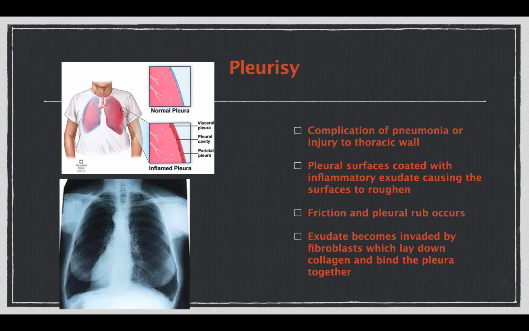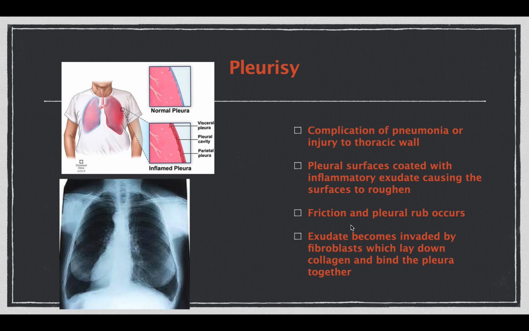Pleurisy is the inflammation of the pleura, and it's a complication of pneumonia, most commonly, or sometimes an injury to the thoracic wall. The pleural surfaces are usually coated with an inflammatory exudate, and that causes the surfaces to roughen. And then friction and pleural rub occurs. And because there's going to be that friction, it's going to be very painful whenever the patient takes a breath.